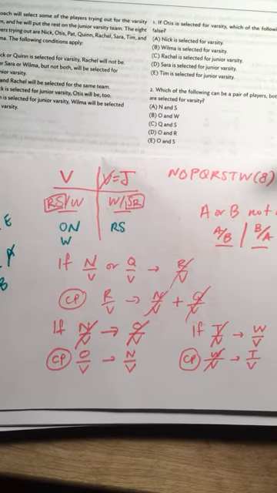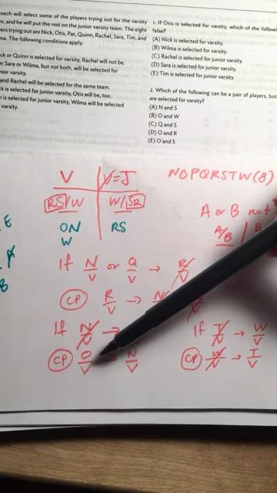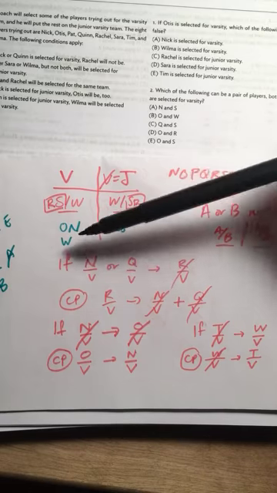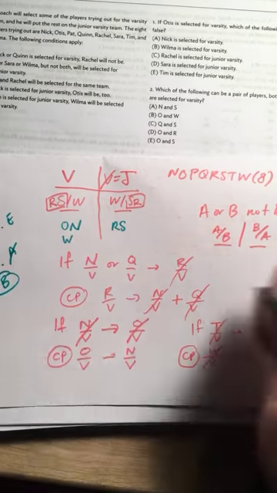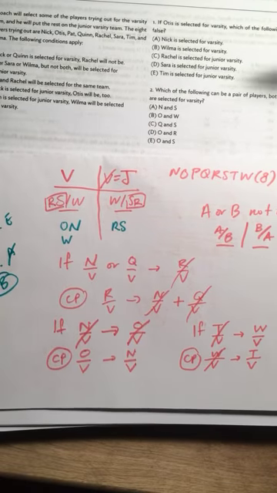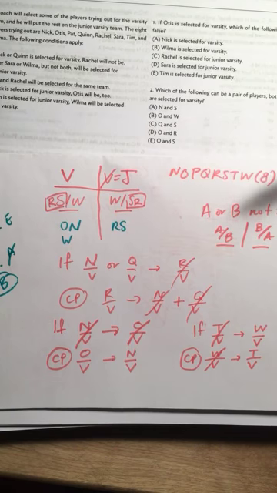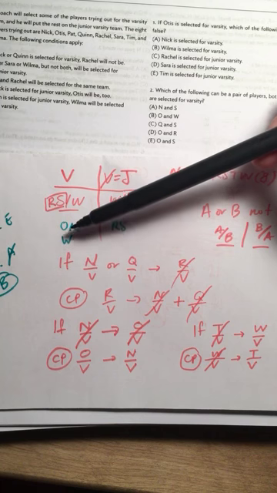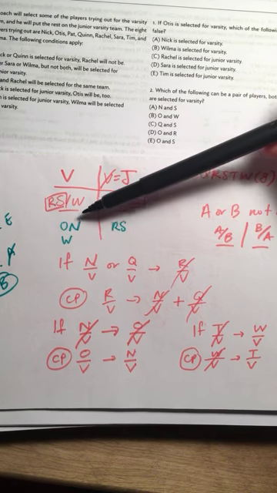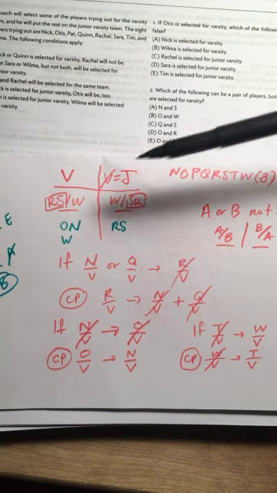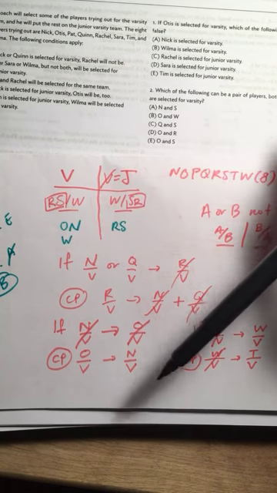B, O and W. So if O is on varsity, then O and W could both be selected for varsity. Oh, O and W, yeah, we have an example of that right there. So B's got to be the correct answer. But Q and S can't be, because if Q is on varsity, then R isn't, and R and S would be together then. O and R, if O is on varsity, then N is on varsity, which means R isn't. And O and S, if O is on varsity, then N is on varsity.